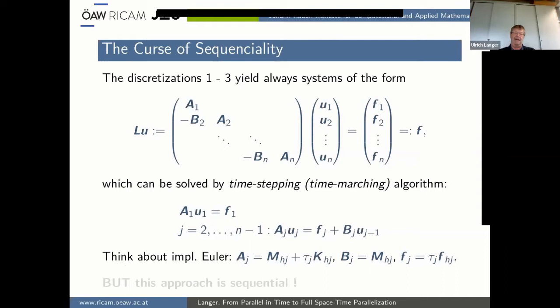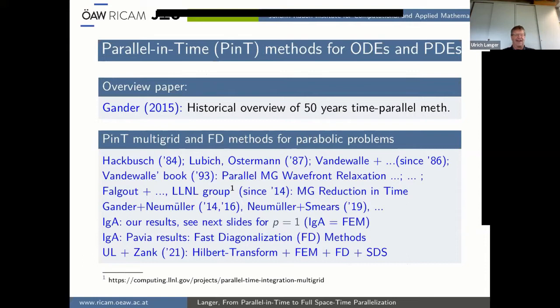But this approach, this time marching, time stepping approach is sequential. So what you want is to solve all at once in some sense. And of course, we heard about Parareal and other methods. I always refer to the overview paper by Martin Gander on 50 years of time parallel methods. So I will look a little bit at the parallel in time multigrid and fast diagonalization that we see also in the optimization problem.